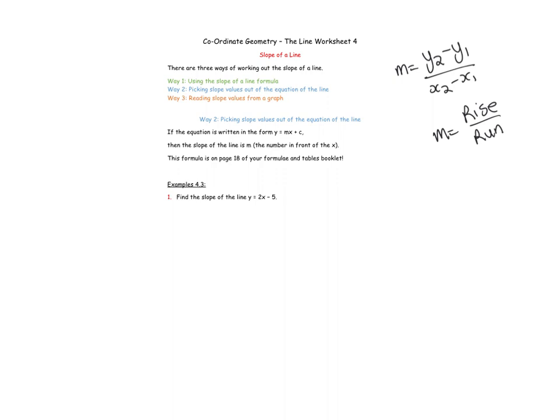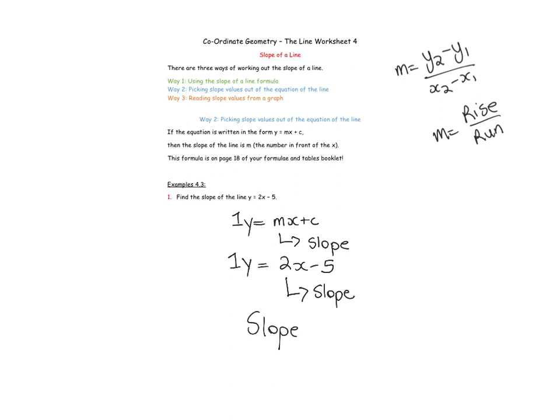An example that we would have here, example 4.3, the first one says, find the slope of the line y is equal to 2x minus 5. We know that when we have a line in the form y is equal to mx plus c, m is the slope. y always has to be 1y. So if we write down what we have, y is equal to 2x minus 5, we need to make sure that there's only a 1 in front of the y, and there is in this case. Then the slope is the number in front of x. So in this case, the slope of this line is positive 2.